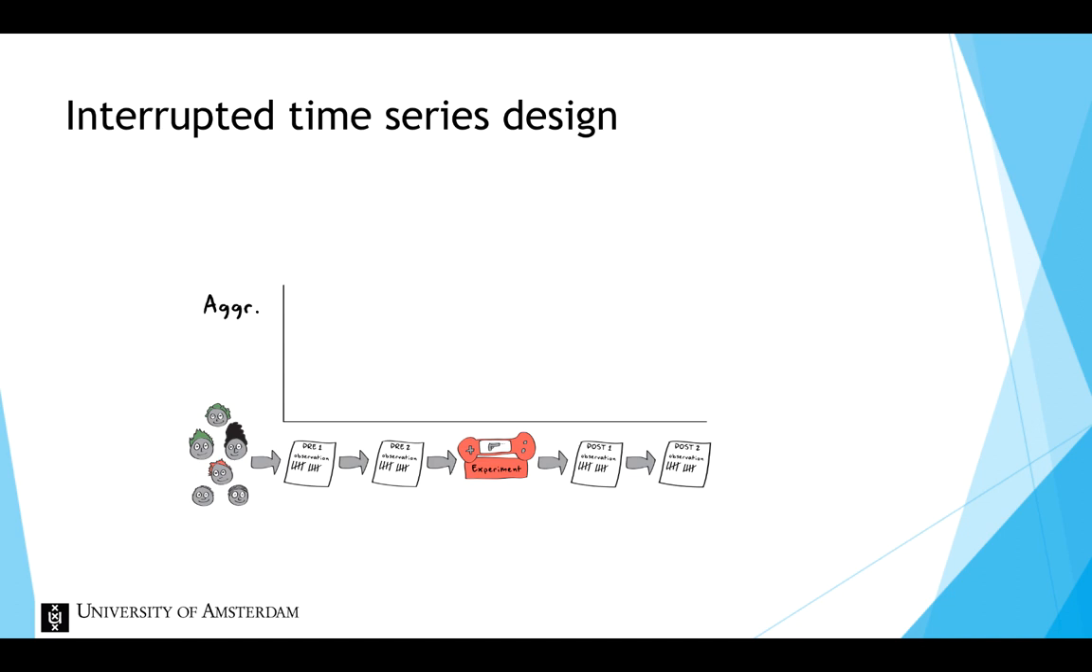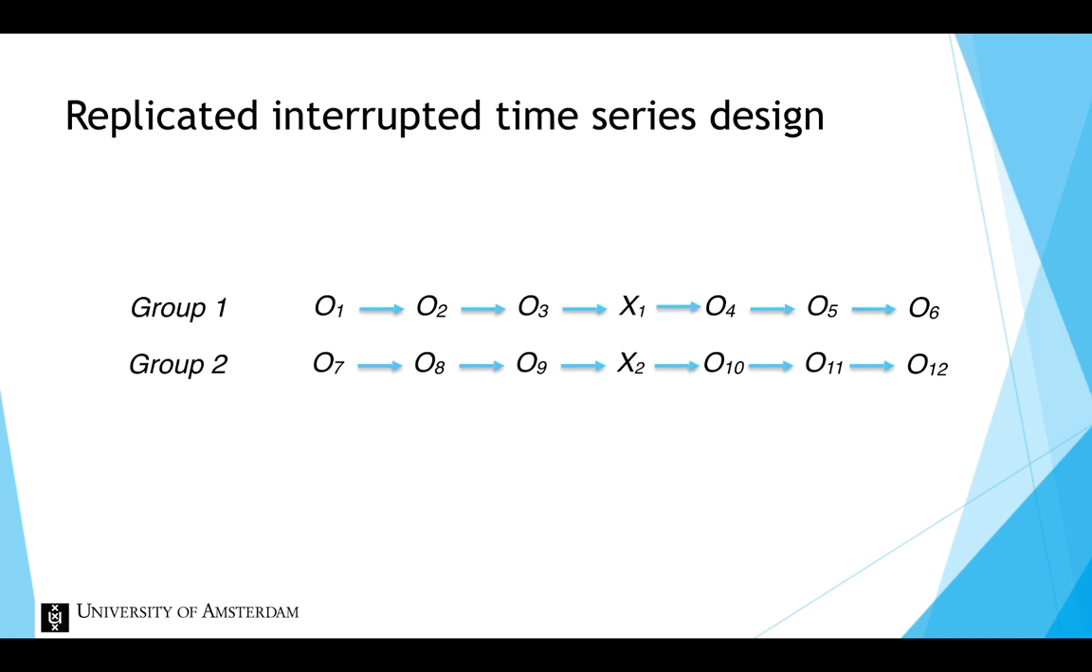The results could also look like this. Aggressiveness increases slightly before the violent video game is played, and the results show a jump in aggressiveness only after exposure, and the same slight increase after that. Of course, it would be wise to check whether any other events occurred right after the sudden jump that might form a history threat to internal validity. One way to check whether there truly is not a history effect is to use a replicated interrupted time series design.